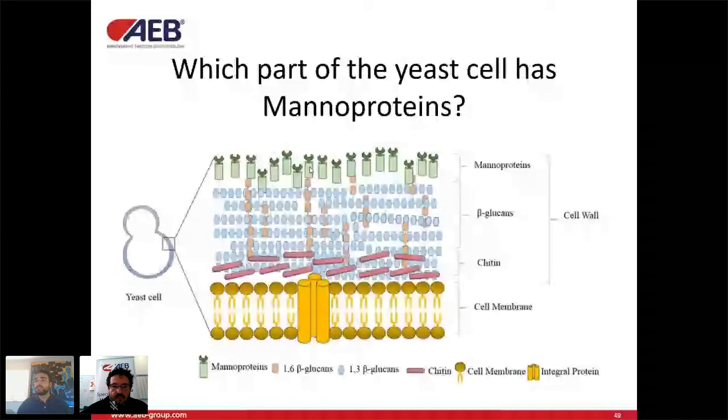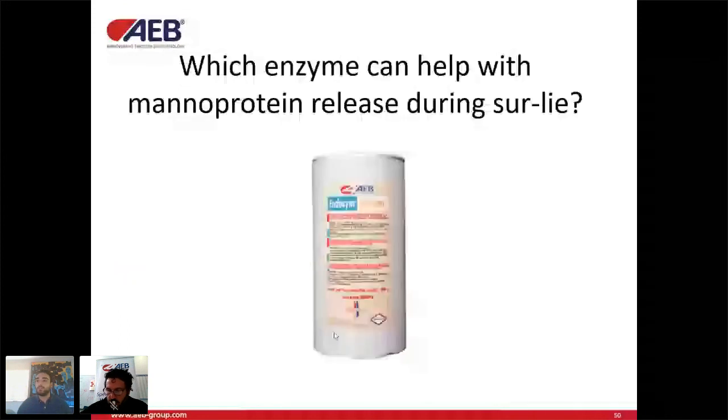And AEB has an enzyme called Endozym Glucapec, which can improve the filterability of your wine when you have too much glucan from spoilage grapes, but it can also speed up the aging process on the lees.